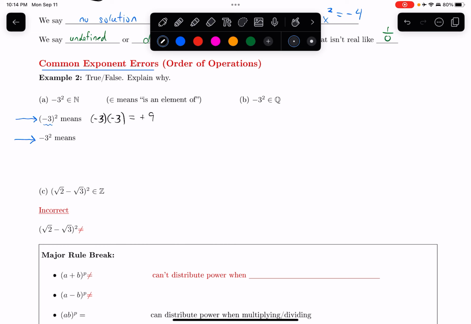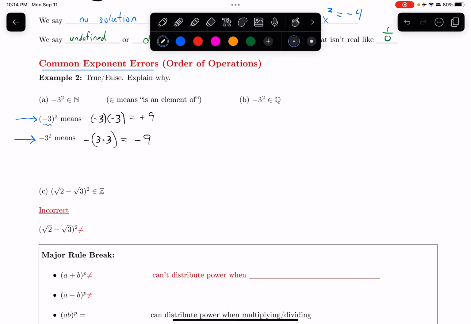If there's no parentheses, well then order of operations says deal with the exponent first. I've got to square the 3 first and then deal with that negative in front. So squaring the 3 means do 3 times 3 and then deal with the negative after that. So 3 times 3 is 9. Then the negative gets stuck in front of it.